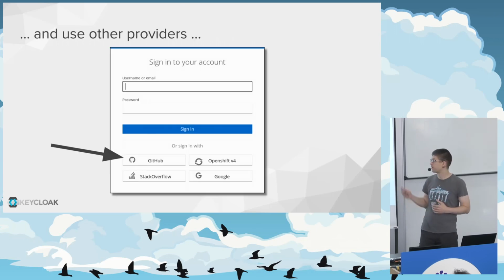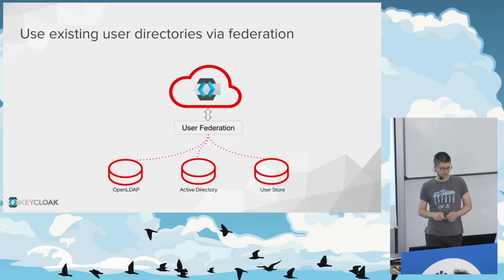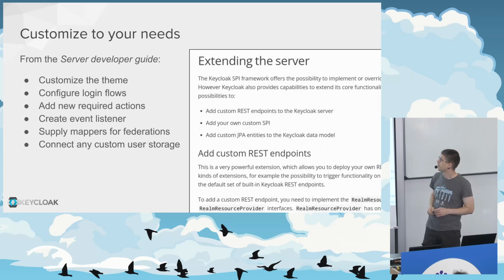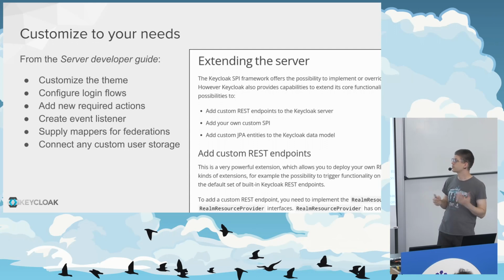If you then add other providers, you can log in using GitHub, Google, or others, and it integrates with OpenLDAP, Active Directory, or custom user stores. A lot of the customizations besides the login themes are that you can configure the login flows, and you can add required actions, for example, confirm some terms and conditions during the login flow, or ask for some more additional information about the customer if they want to access a special application.